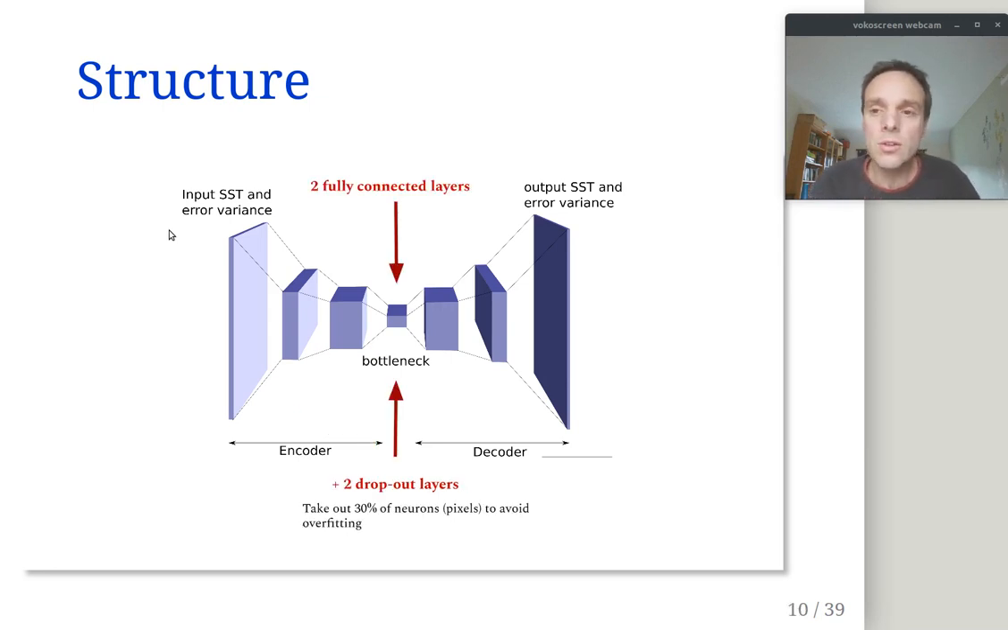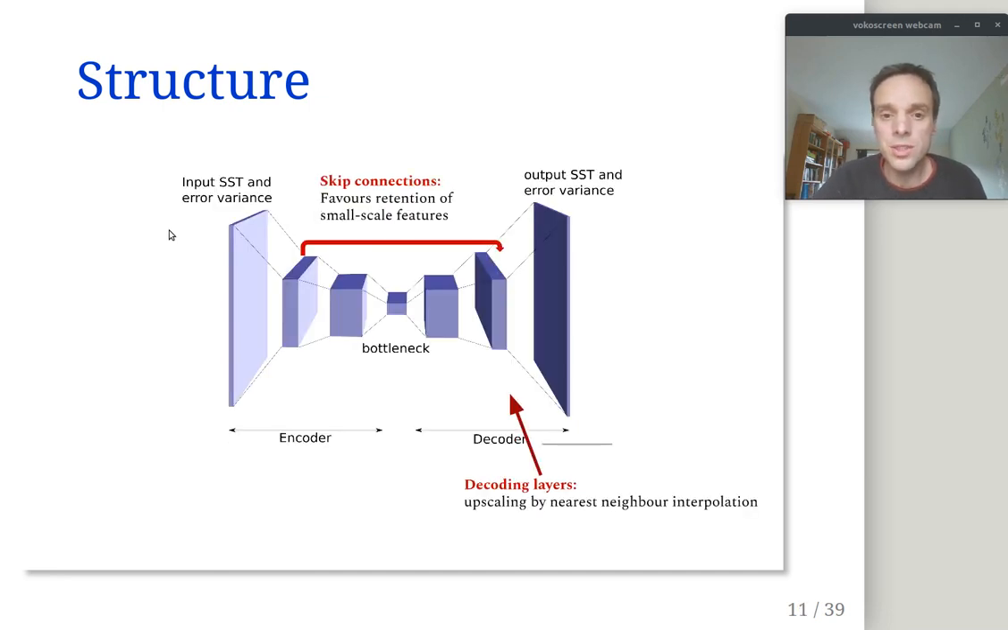And in the center of the autoencoder there are 2 fully connected layers, including 2 dropout layers in order to prevent overfitting. And then we have decoding layers, as mentioned before, to reconstruct an image at the original resolution. And quite crucially, we also implemented the skip connections. So it means that not all the information has to flow necessarily to the bottleneck, but we also allow some information to bypass the bottleneck using the skip connection.